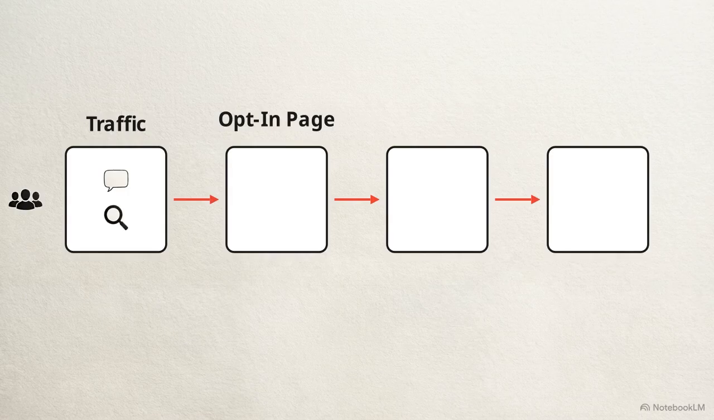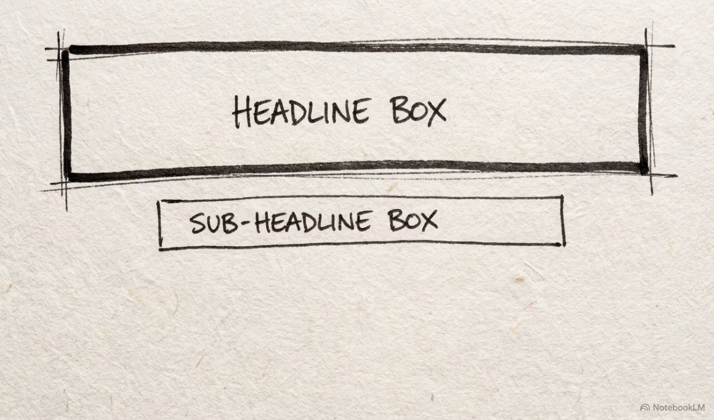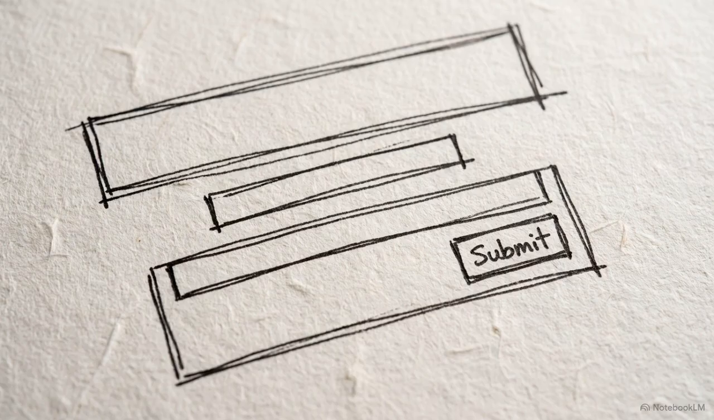The arrow leads to box 2, the opt-in page. This page has exactly one function: capture the visitor's email address. You must remove all distractions here. No biographical sections and no site menus. Include only your big promise headline and email submission form.